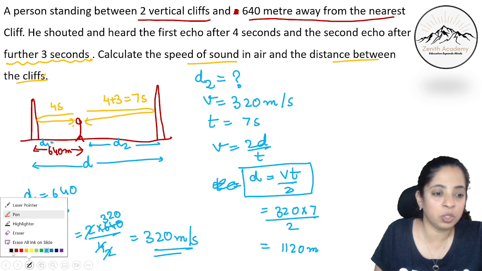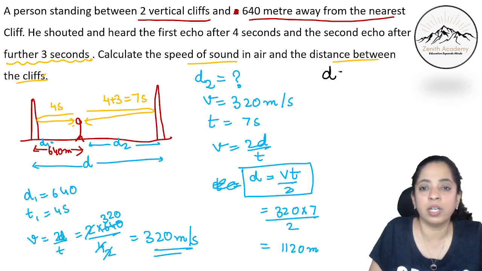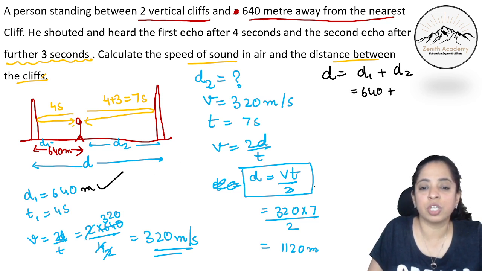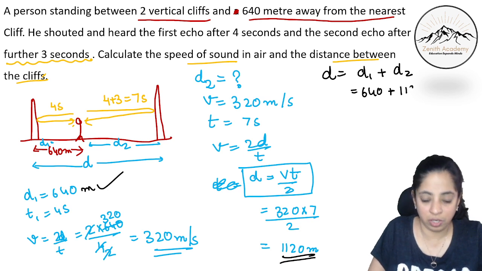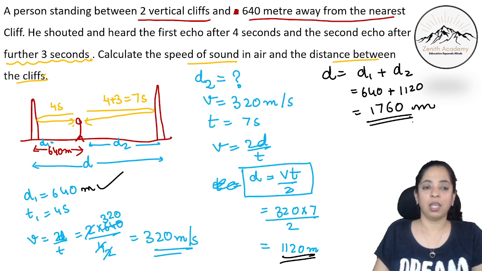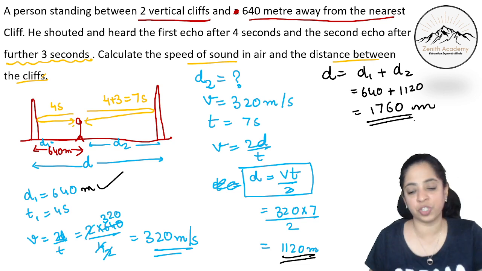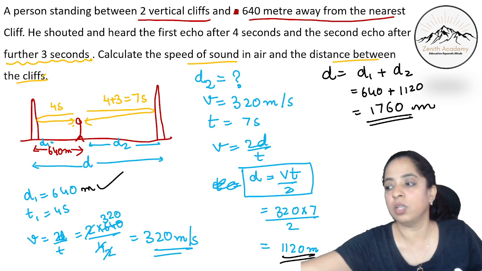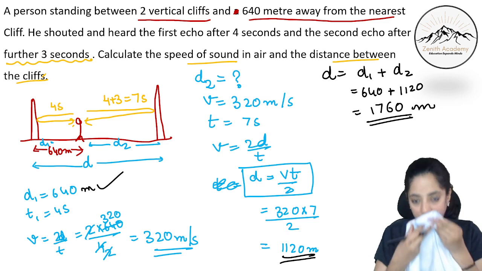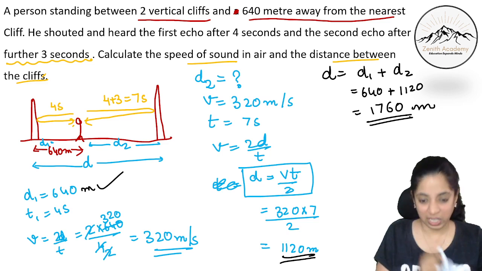Now you have to find the total distance between the cliffs. So total distance is d1 plus d2. d1 was given to you as 640 meter, d2 you just found out, 1120, so the answer is 1760 meters. This was a very nice question. If you have understood, well and good. If you have not understood, please pause the video, go back and watch again, read the question carefully. Let's go ahead.